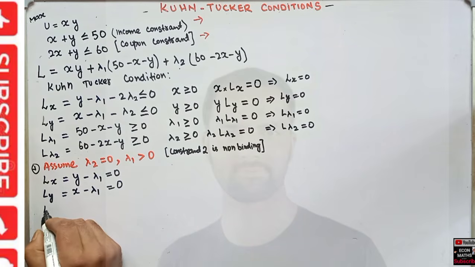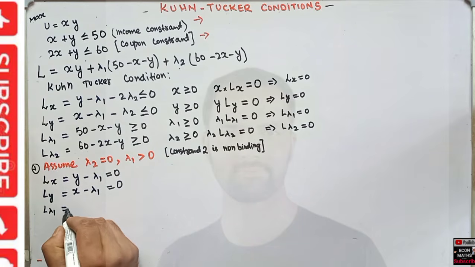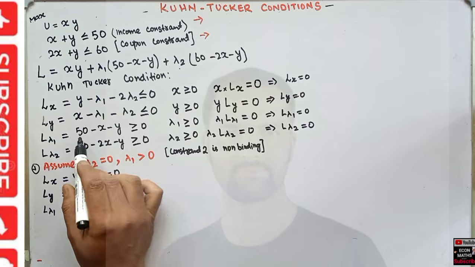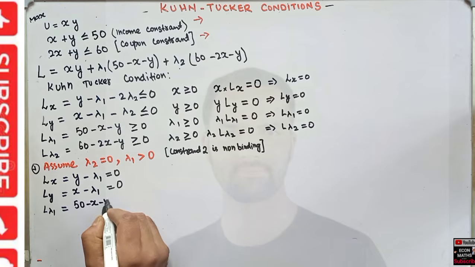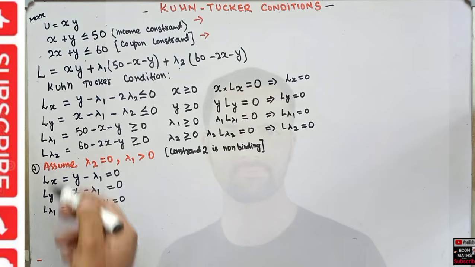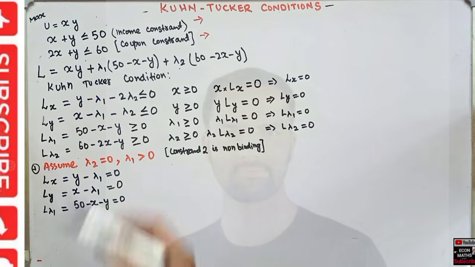And what is L lambda 1? L lambda 1 will mean this very thing, 50 minus x minus y is equal to 0, and we don't use the lambda 2 because we have assumed that lambda 2 is equal to 0.